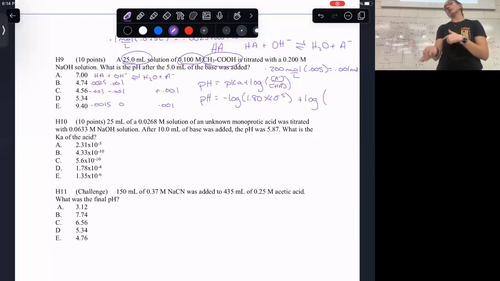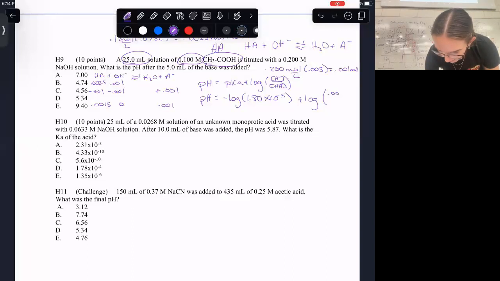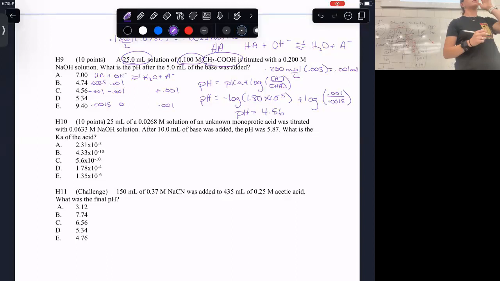We don't, you should, because it's concentration, but you don't have to. In this case, since it's a titration, the final volume will be the same for both of them. So you're just going to divide by 30 both times, and then that'll eventually cancel out because you're dividing. So you can just directly use your moles here. We can have 0.001 over 0.0015. And we get pH equal to 4.56, about 4.56.